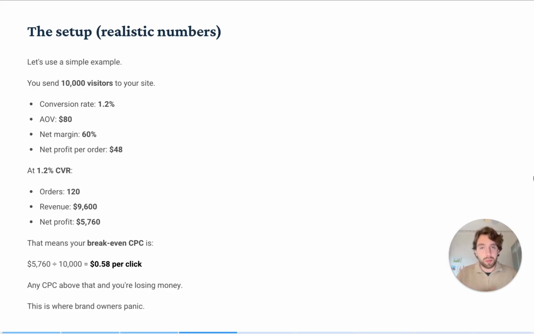Now, if you're familiar with running ads, you'll know that that's pretty low, right? That's pretty aggressive. You'd have to be doing pretty well to achieve that consistently with cold traffic. And any CPC above that, you're losing money. Bear in mind, that's break even. You actually need to beat that in order to be profitable in this scenario, right?